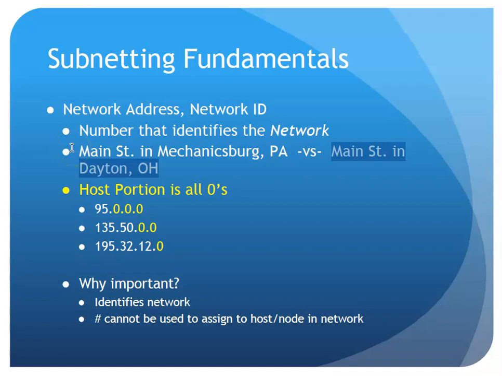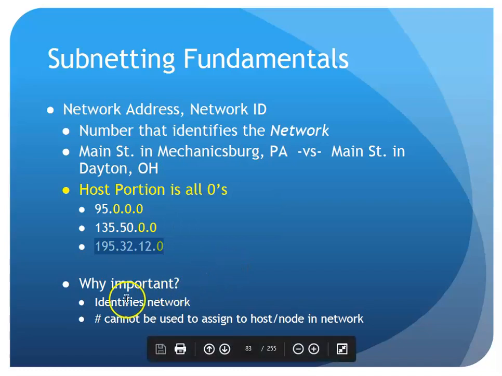So my network address is identifying the network: the York network of hack, the Gettysburg network of hack, the Harrisburg network of hack. That would be a specific set of numbers to identify that network. To do that, in the network address, the host portion is set to all zeros. So 95.0.0.0 would be a Class A network ID. A 135.50.0.0 would be a Class B network ID. A 195.32.12.0 is a Class C network ID.